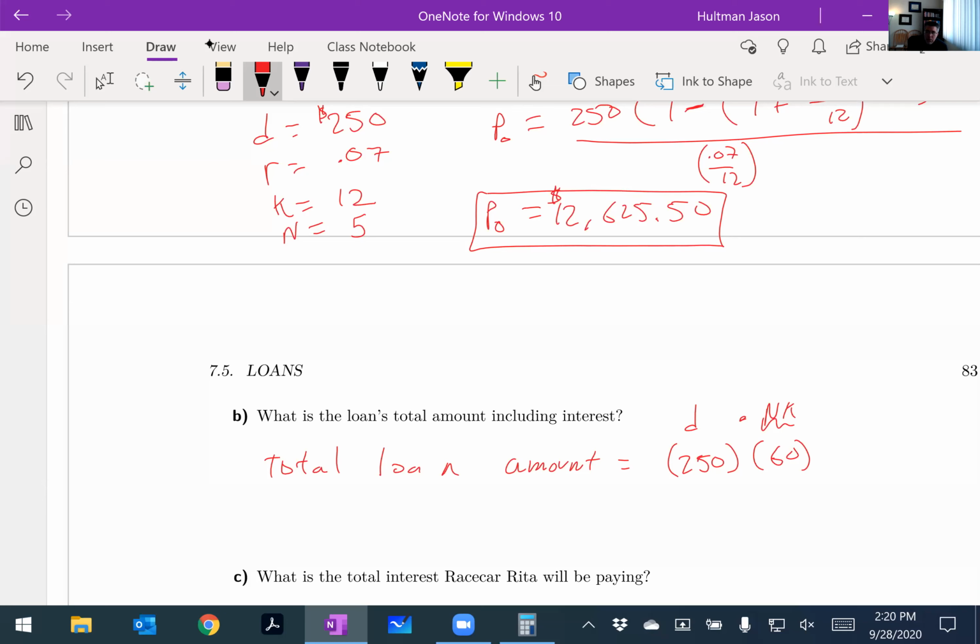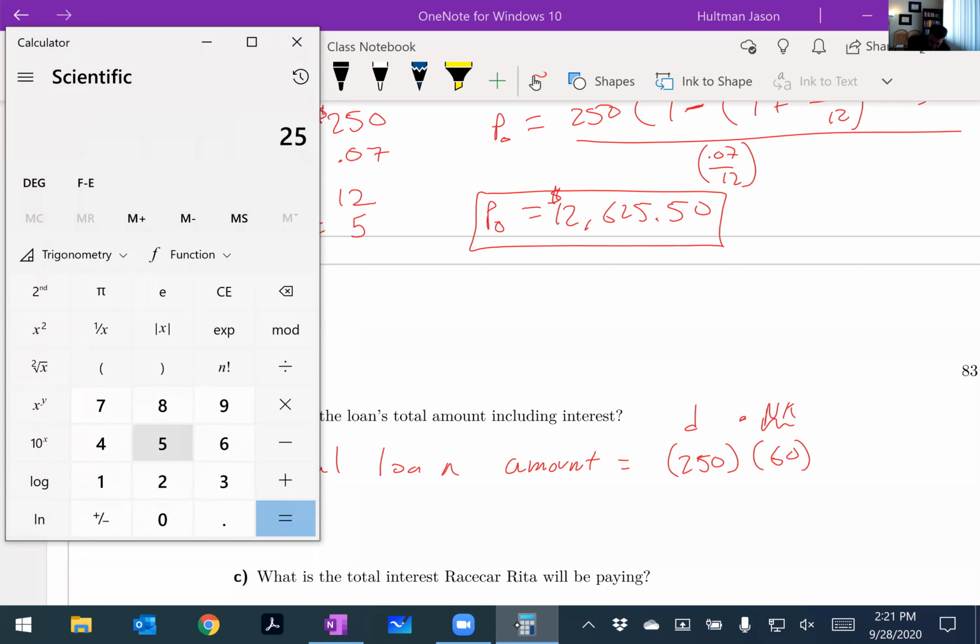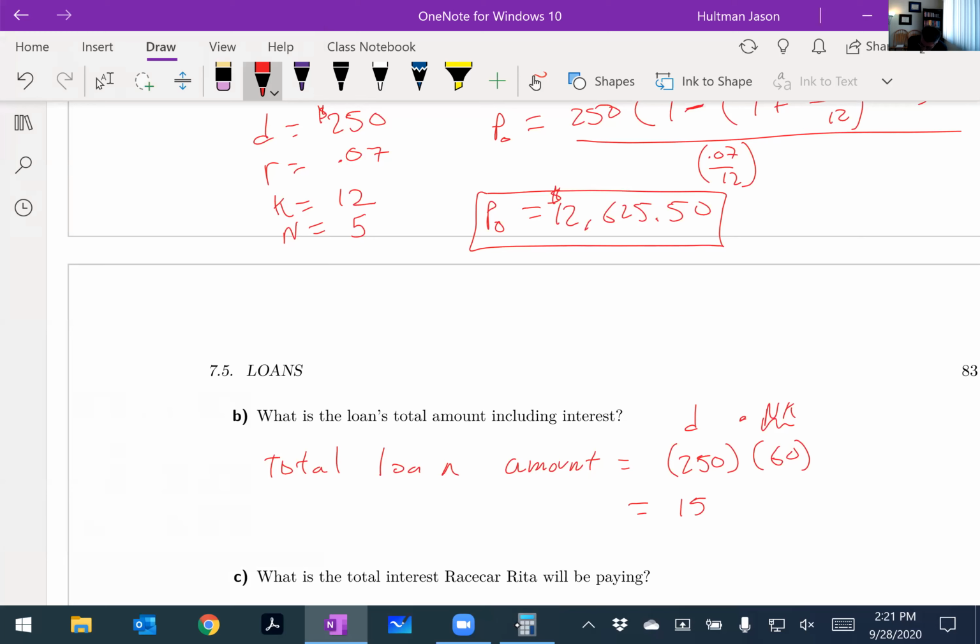Oh, okay. So I just multiplied 250 times 60. And that's 15,000. So she will end up paying out a total of 15,000 over the life of the loan. Okay, over 60 months. She can only purchase a $12,625 vehicle, right?